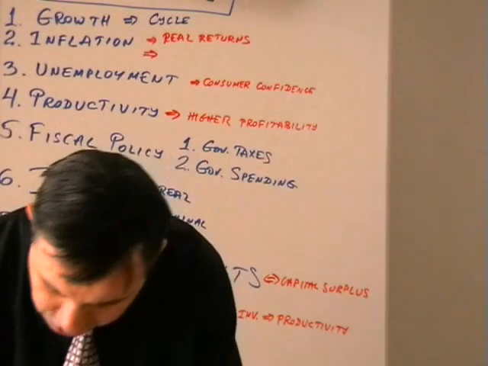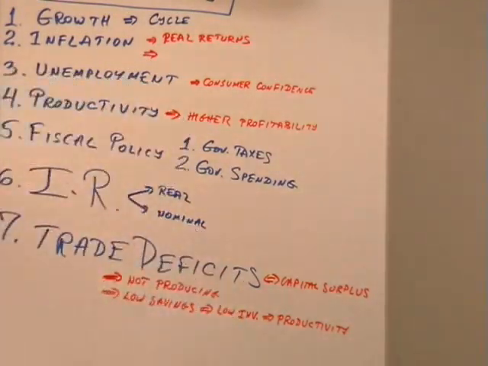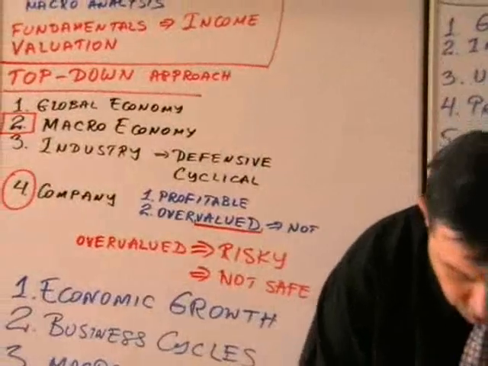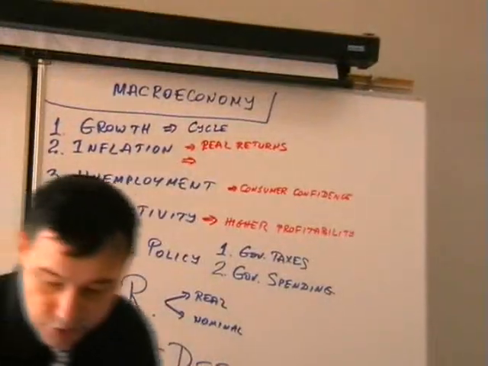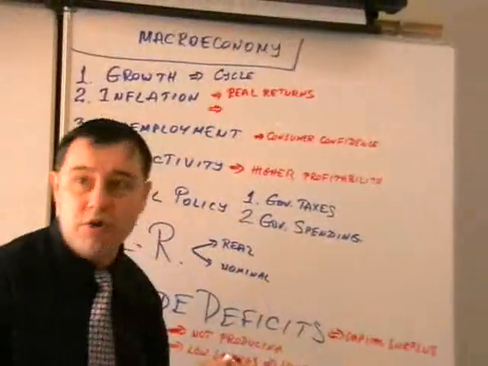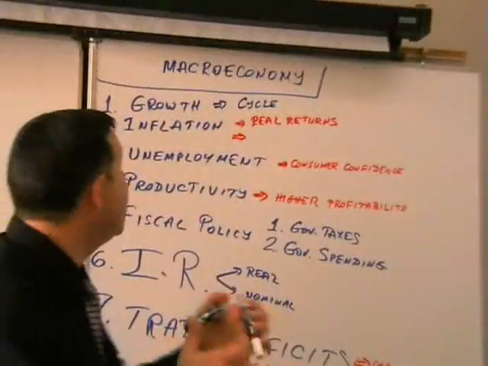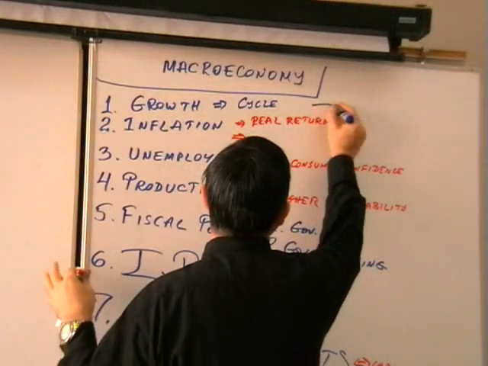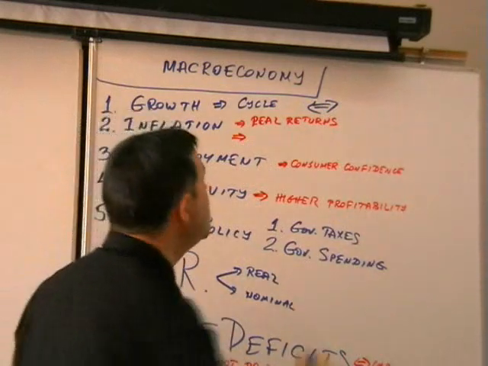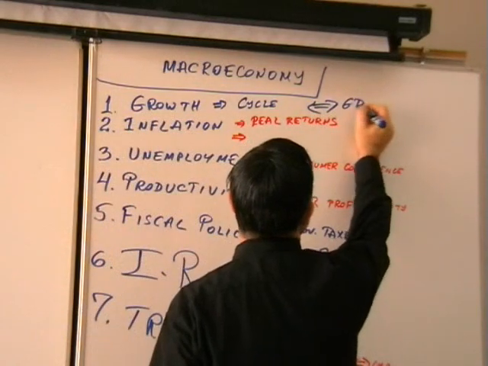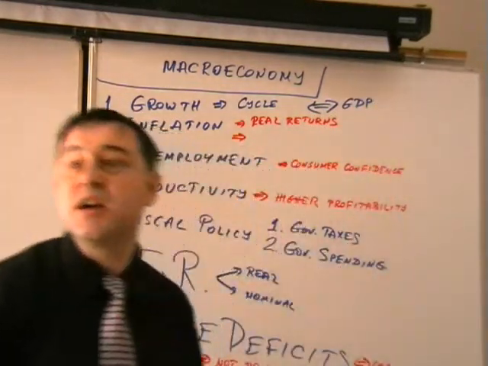So, section 11.1 is the global economy. I gave you a little bit of the picture. Section 11.2 in my textbook is the domestic economy, which is the same as the macroeconomy. Now, when we say growth, the textbook doesn't say growth, it says GDP, gross domestic product.